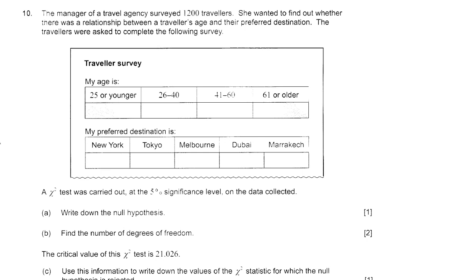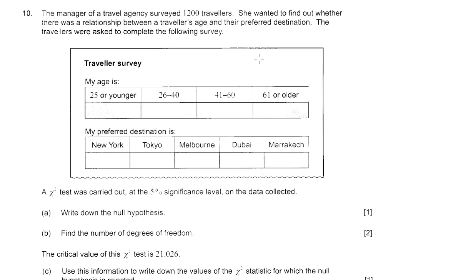The manager of a travel agency surveyed 1,200 travelers. She wanted to find out whether there was a relationship between travelers' age and their preferred destination. The travelers were asked to complete the following survey: 25 or younger... My preferred destination is New York, Tokyo, Melbourne, Dubai, Marrakech. A chi-squared test was carried out at the 5% significance level on the data collected.